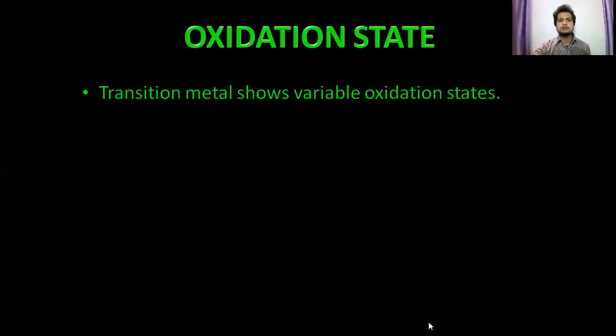Coming to the next, oxidation state. Now, I have just told you that the electrons present in the d orbitals are distributed in s orbital and d orbital. Remember that the difference in energy between this s orbital and d orbital is very less. As a result, the electrons from d as well as s can participate in bonding, meaning both can be taken out. As a result, transition elements show variable oxidation states.